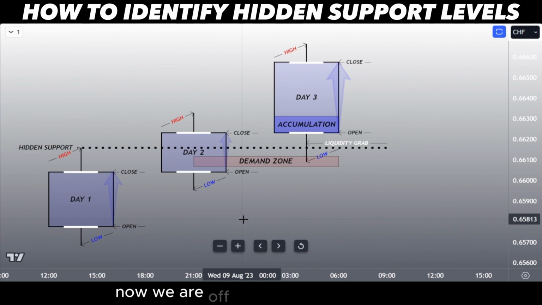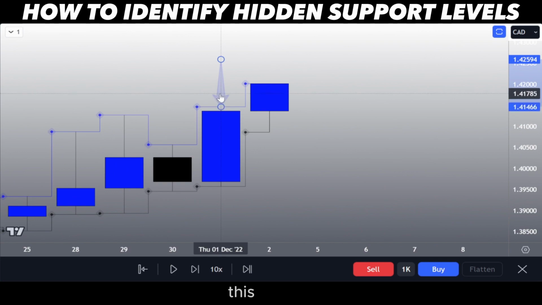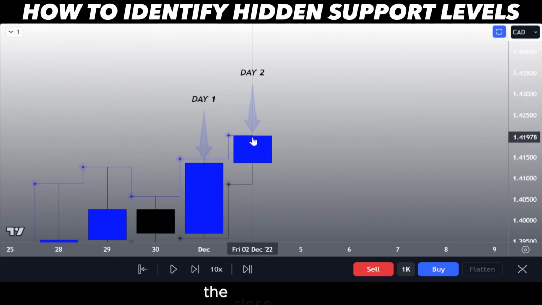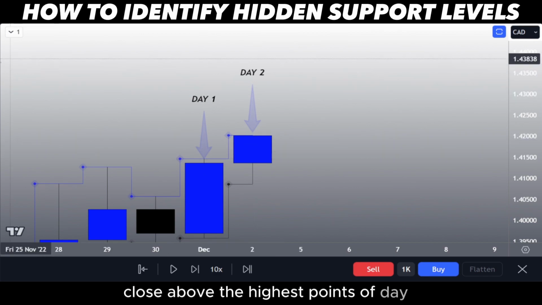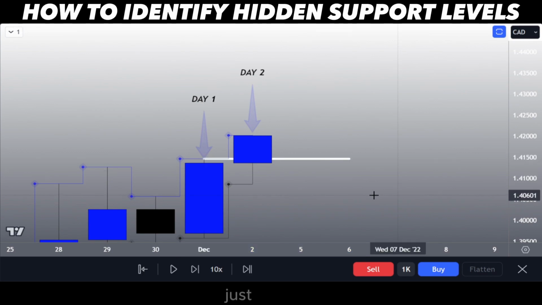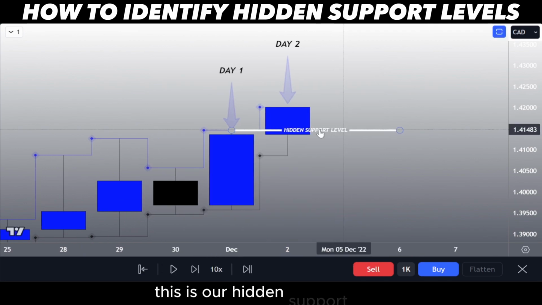Now we are off to the live market. Let's go. So there we go. This is day 1, followed by day 2. As you can see, the close of day 2 closed above the highest point of day 1. So we go to this level, go past day 2 into day 3, just like that. This is going to be our hidden support level.